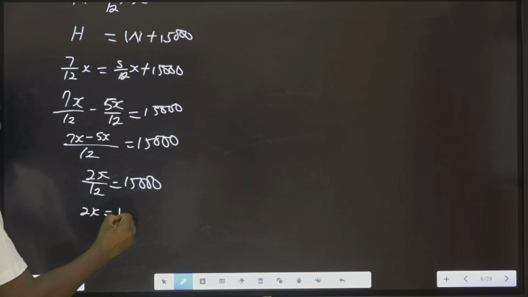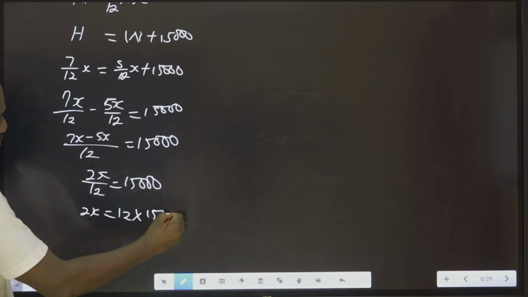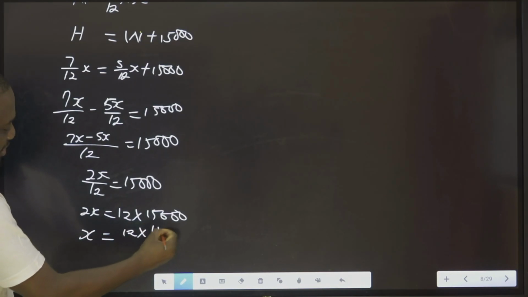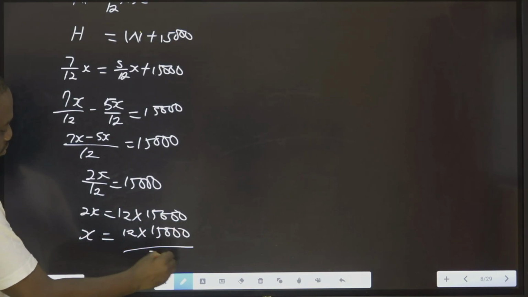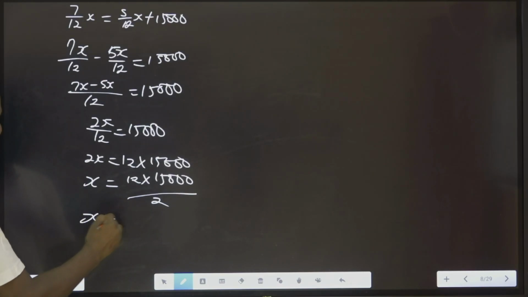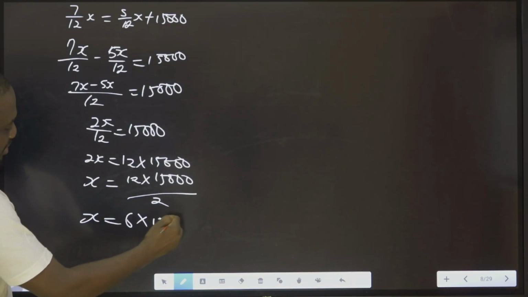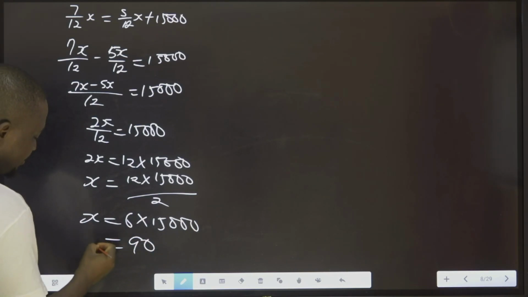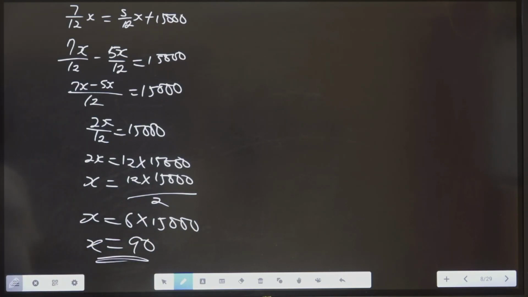2x equals 12 times 15,000. x is 12 times 15,000 over 2. That is x equals 6 times 15,000. So at the end of the day, you're going to have 90,000. This is the total amount that was shared.